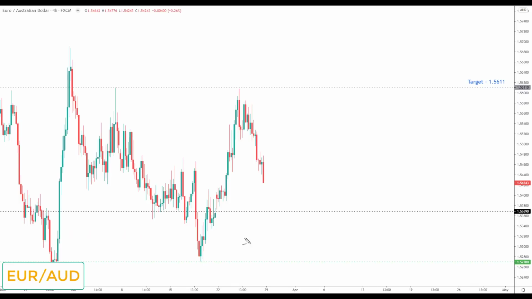Euro Aussie, I do favour long positions in this market. We've started to correct, so any continued correction will be the opportunity to look for bullish reversals and a breakout to the upside. And if we start to break out to the upside next week, we're going to be looking up towards the next key of resistance to the upside and the target set at the 1.5611.